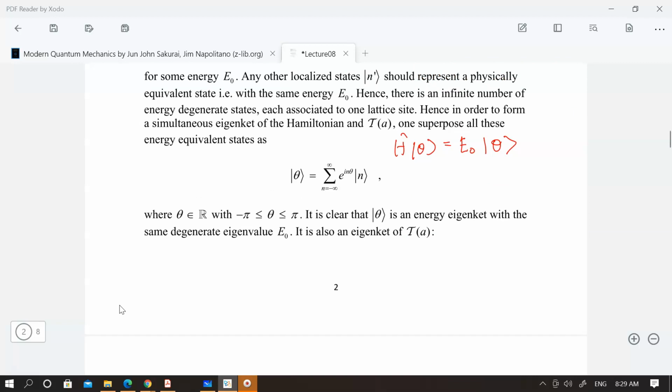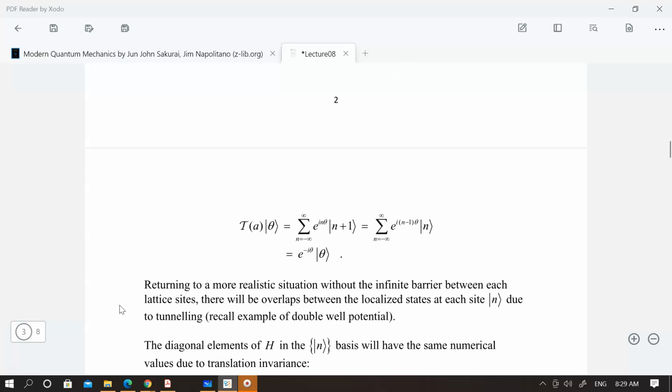So what is more important in this case? Your state theta is already an energy eigenstate, but more importantly, you can also show that it's an eigenstate of your translation operator. One can bring your translation operator onto this ket n, and it turns into ket n plus 1, and then you can relabel your summation label n by n minus 1, and you essentially get this result.